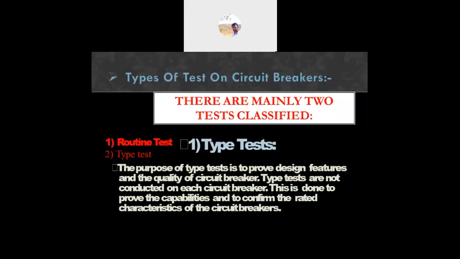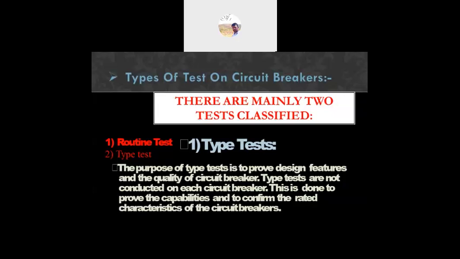Here are the types of test to be done on the circuit breaker. There are mainly two kinds of tests. The first is the routine test. Direct tests and indirect tests will also be there. So first we have the routine test.